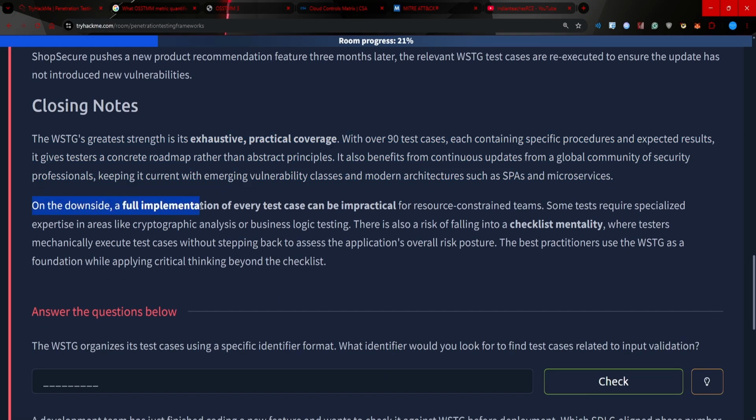On the downside, full implementation of every test case can be impractical for resource-constrained teams. Some tests require specialized expertise in areas like cryptographic analysis or business logic testing. There is also the risk of falling into a checklist mentality, where testers may mechanically execute test cases without stepping back to assess the application's overall risk posture. The best practitioners use the WSTG as a foundation while applying critical thinking beyond the checklist.